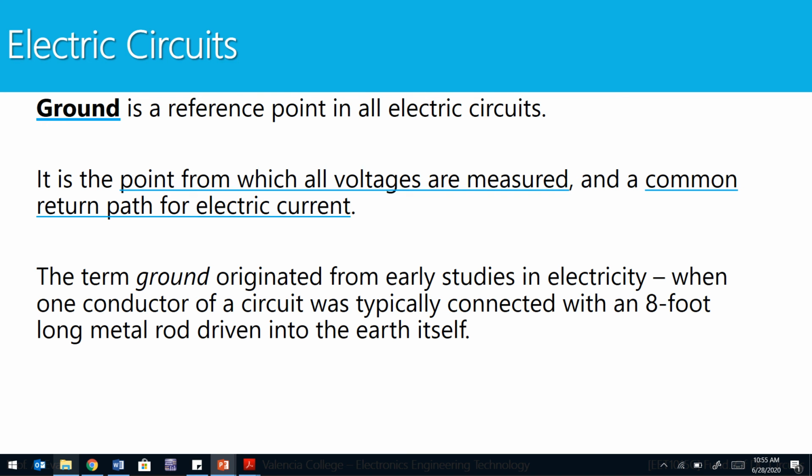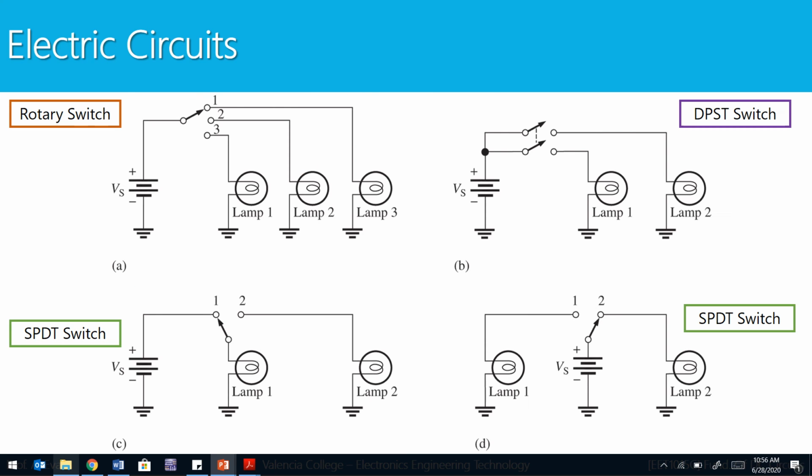Now, the term ground originated from early studies in electricity, when one conductor of a circuit was literally connected to an 8-foot long metal rod that was driven into the ground. So that's where the word ground originated from. But as we go forward in this class, you're going to see circuits with a ground symbol. This is the ground symbol right here.